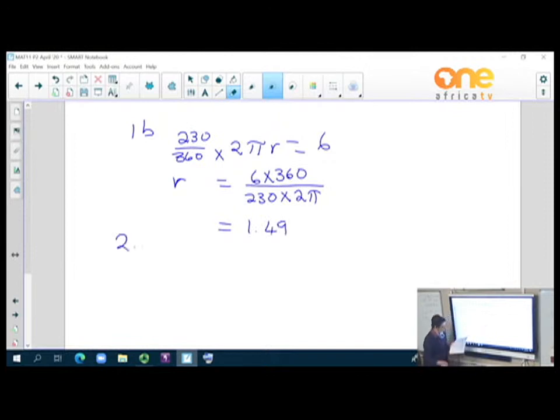Right, question 2. In the diagram, O is the center of the circle, the reflex angle is 315, and the major arc, the big arc is the major arc, is 24. Find the radius of the circle. So we're going to do it in exactly the same way, that 315 over 360 of 2 pi r, you still need to find that one, and they tell you that arc length is 24.